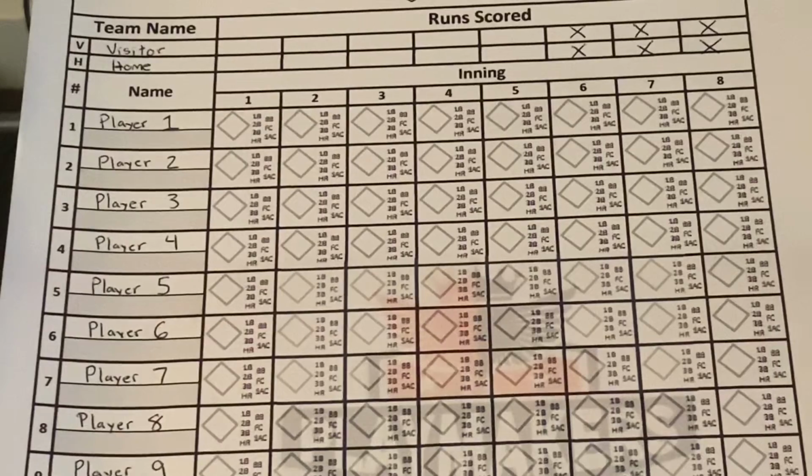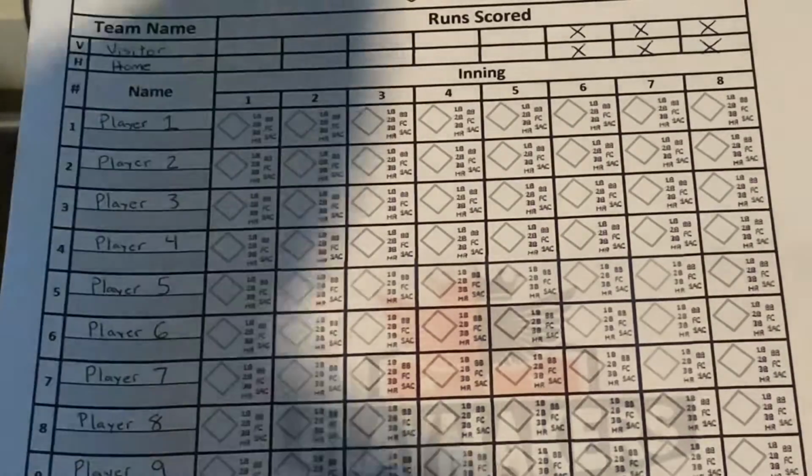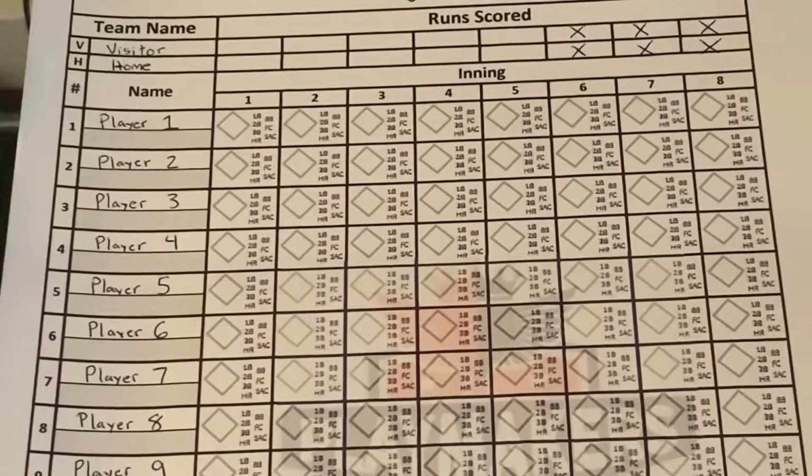We have the visiting team in the V row, the home team in the H row, and then we have everyone in the lineup listed. Right now we're just going to do player 1, 2, 3, 4, etc. to provide an example in this video.